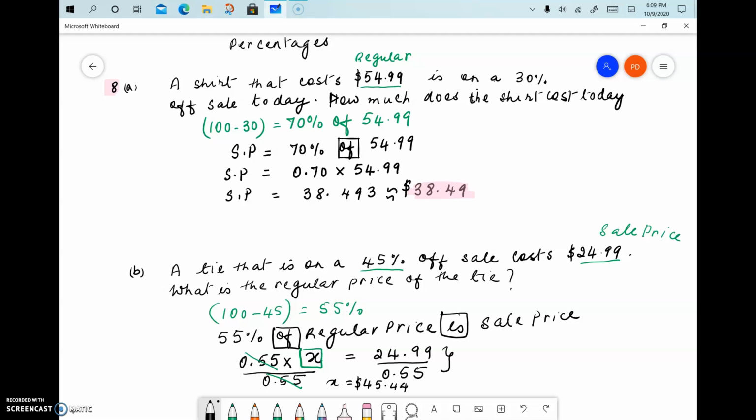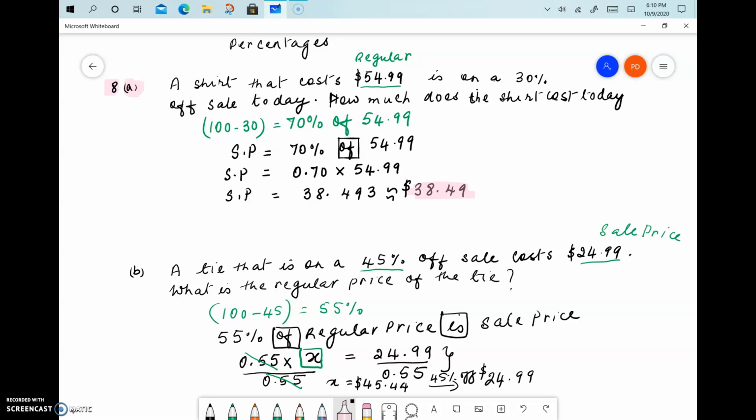so using our calculator, we get $45.44. So if a tie costs $45.44, then a 45% off of that amount would be the sale price. So if you take off 45%, it would then cost us $24.99.